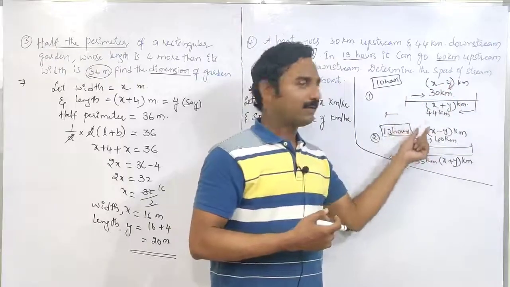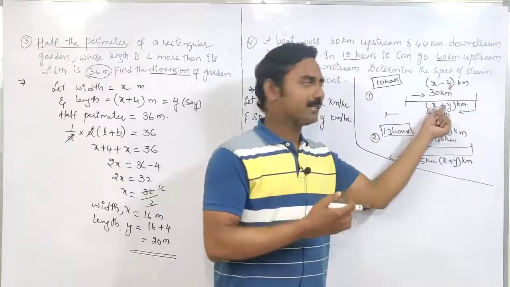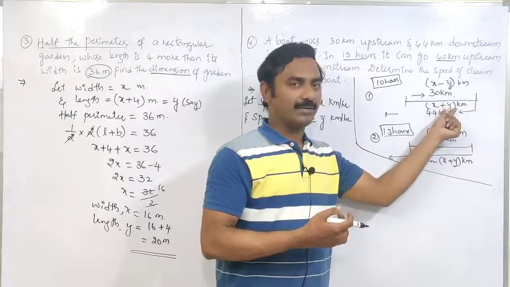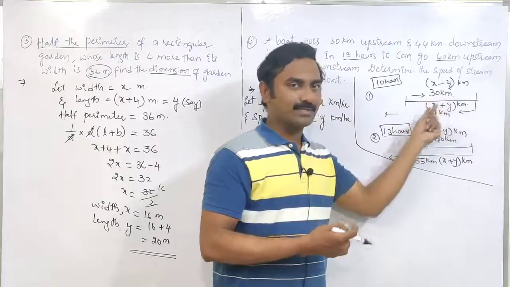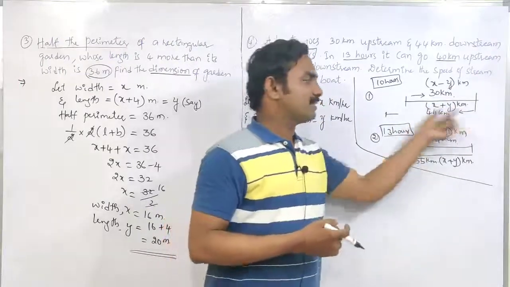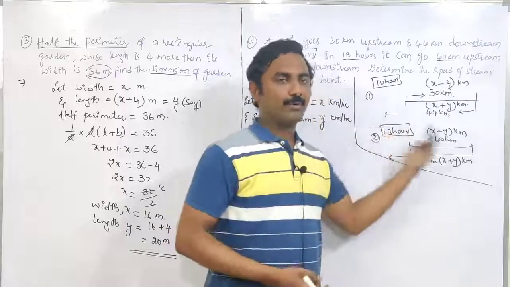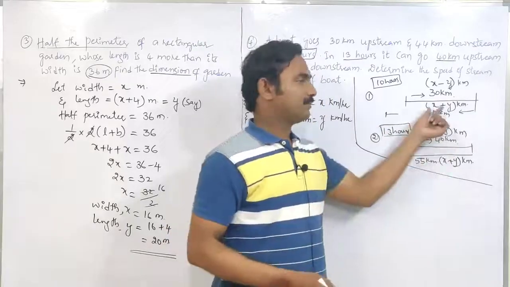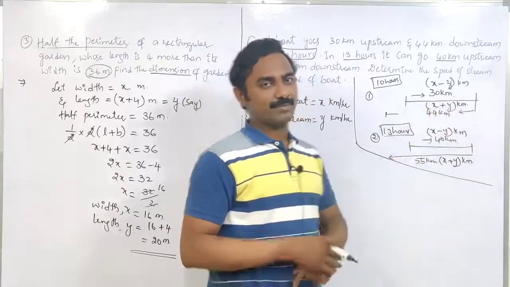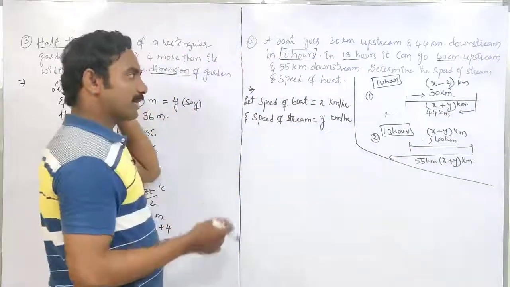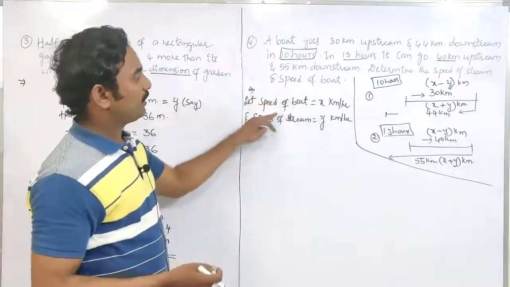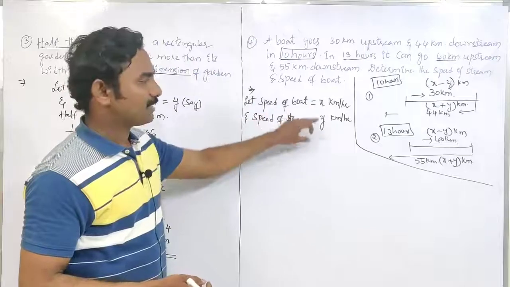When coming downstream, the speed of the boat is x kilometers per hour and the speed of the stream is y kilometers per hour. So both will be added because it is coming downstream with more speed, that means boat and also stream speed. Now what we have to calculate? Determine the speed of boat, so these two values we have to calculate, x and y values.